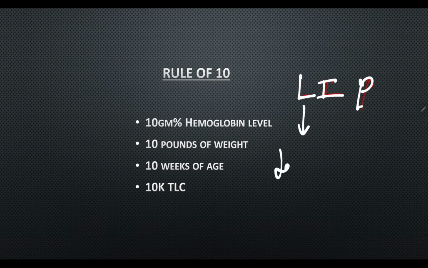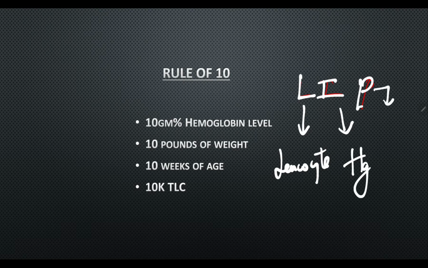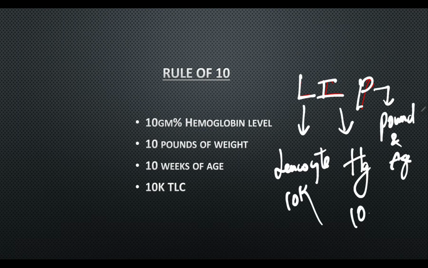L for leukocyte, tilt the I so that you will get H, so hemoglobin, and P for pound, because whenever a baby is growing, it is growing with the age, so pound and the age will remember like this, and it is the rule of 10. So 10,000 leukocytes should be there, 10 gram percent of hemoglobin, 10 pounds of weight, and 10 weeks of age is ideal for a cleft lip surgery, and this is the rule of 10.